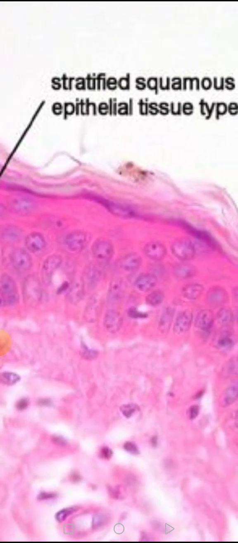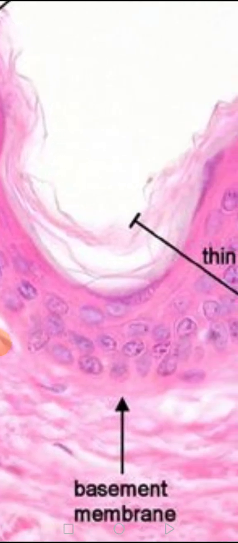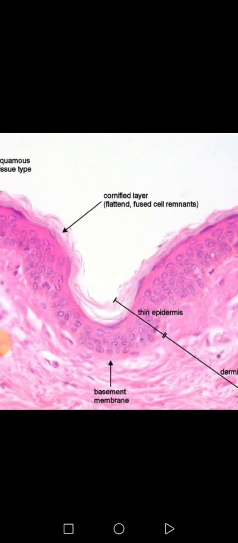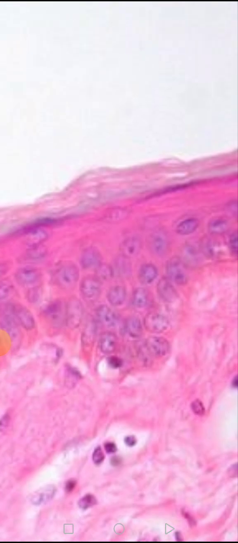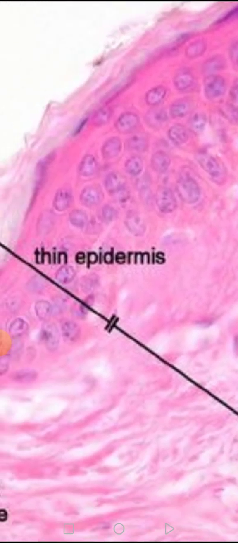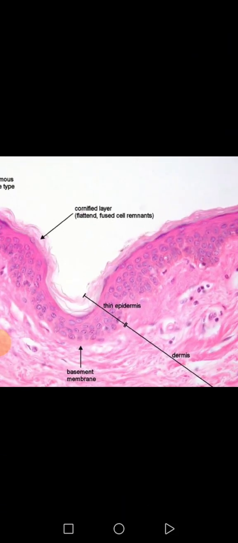Here is the epithelial tissue. Don't look at this layer, the layer of flat fused cell remnants. This is called keratinized. Now don't look at this for me. Just look at the epithelium that has nuclei here. As you see, the outermost is the epithelium, and I will tell you how to differentiate epithelium from connective tissue when we reach connective tissue.